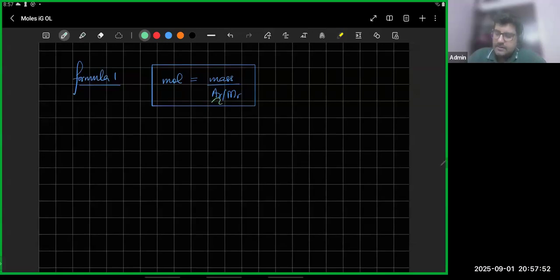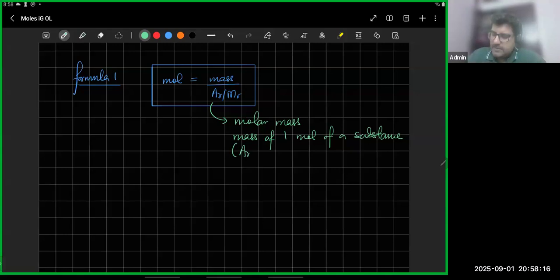And this is known as the molar mass, which is the mass of 1 mole of a substance, which is basically your AR or MR that is given in the periodic table, expressed in grams.